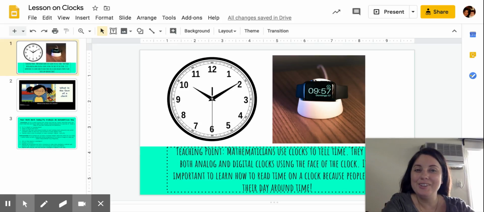Hi, first graders. So we've been working a lot on measurement in chapter 9. And today we're going to start talking about another thing that you can measure, time. Clocks are tools that help us to tell time. And there are many different kinds of clocks. Together, we're going to watch a Brain Pop video that will explain the parts of a clock.